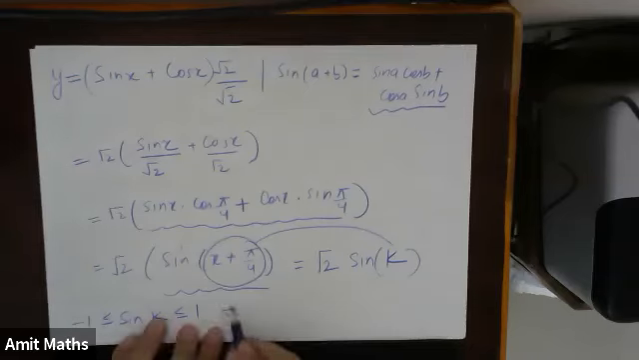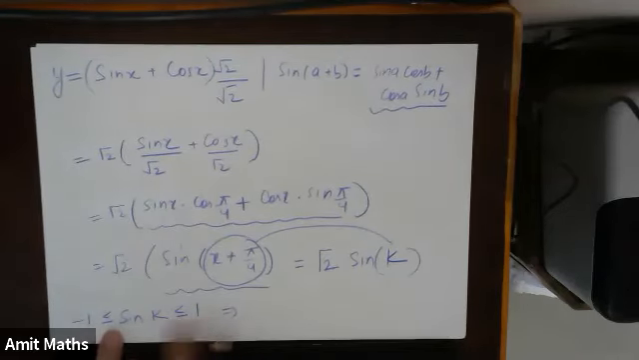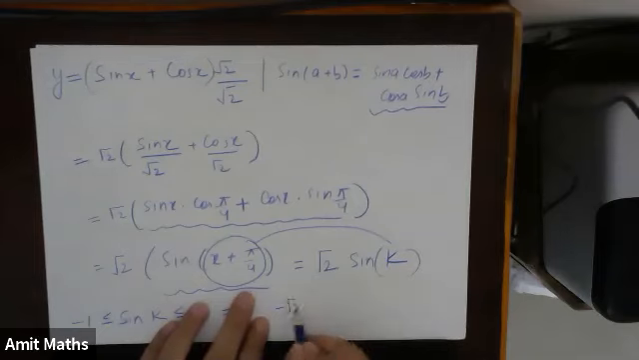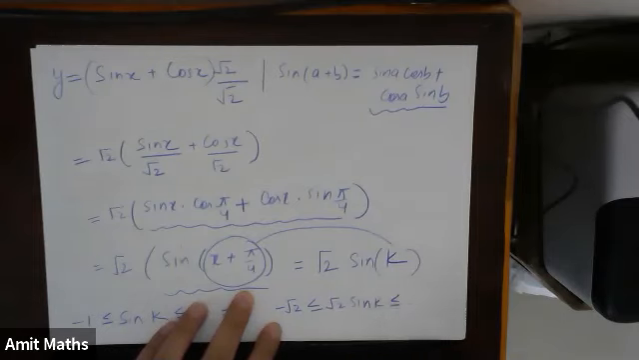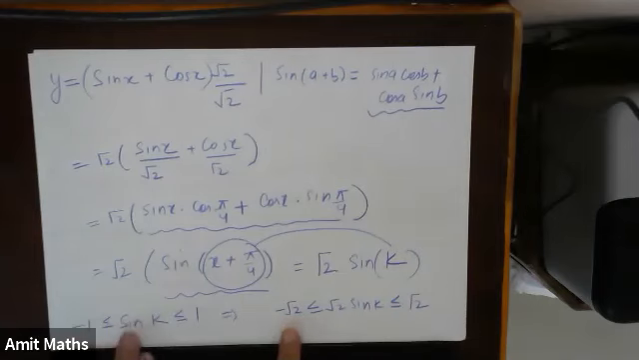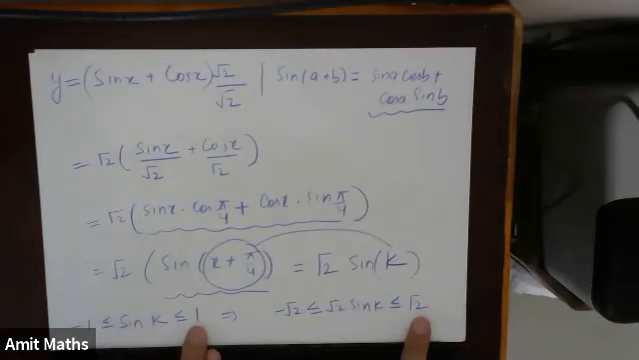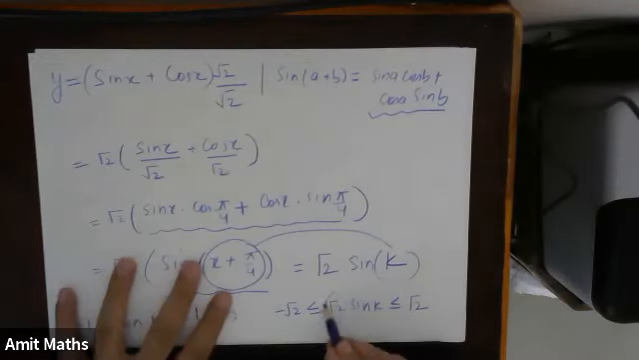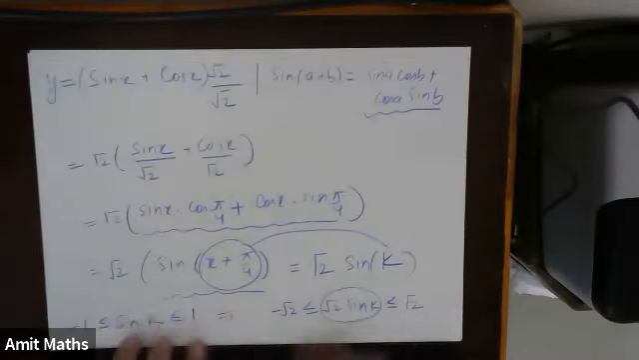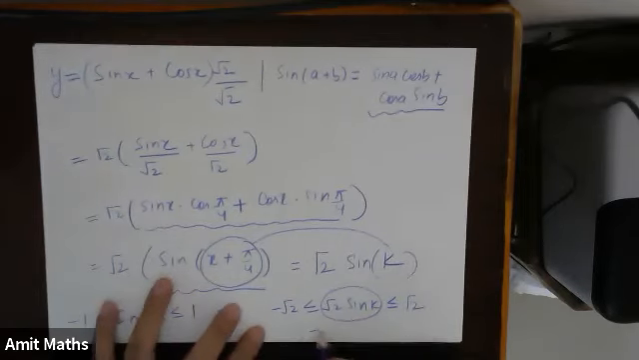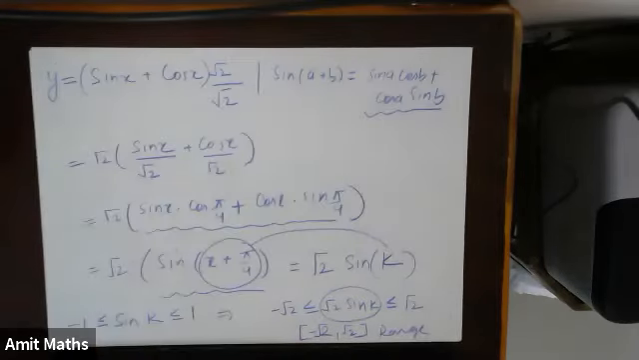So if I multiply root 2 on each side, this is minus root 2 less than or equal to root 2 sine k less than or equal to root 2. Root 2 into -1 will become minus root 2, root 2 into sine k will become root 2 sine k, and root 2 into 1 will become root 2. So we have to find the range of this, and we are getting the range of this particular function as from minus root 2 to root 2, both in closed brackets. So this becomes the range.